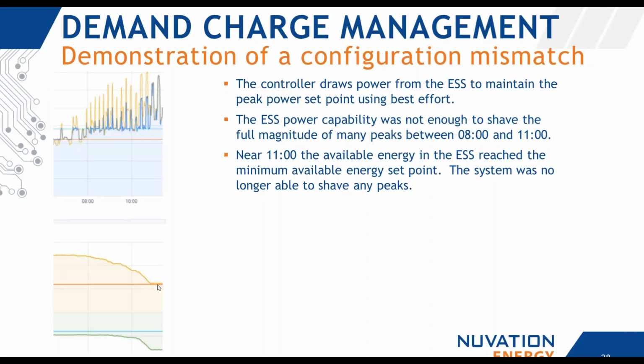when the energy available for the application reached its set point. So the controller was no longer able to draw more energy from the battery based on the application settings, and this allowed larger peaks to go through the system. If your energy billing was based on peak power, in this case, you would have to pay based on this peak at the very end, which is much higher than might have been possible with a different configuration of equipment.